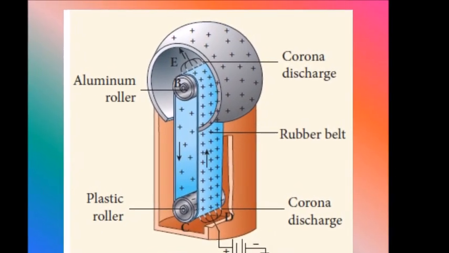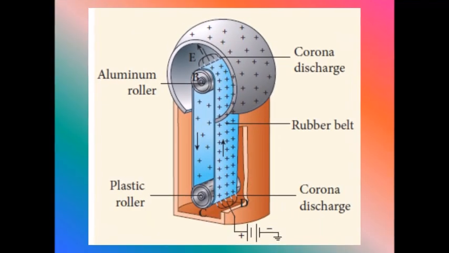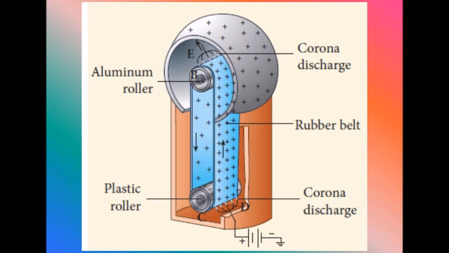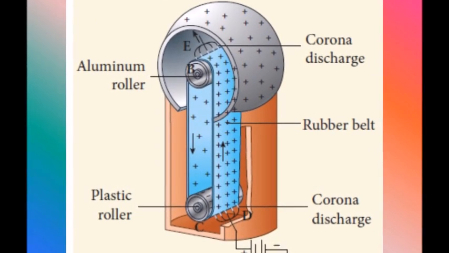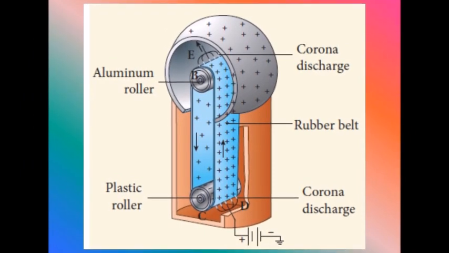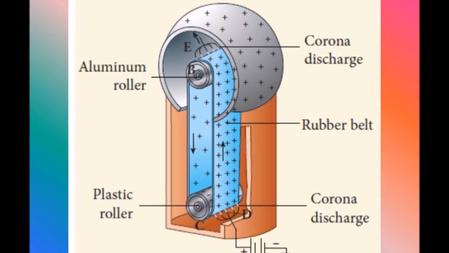The leakage of charges can be reduced by enclosing the machine in a gas-filled steel chamber at a very high pressure. Uses of this apparatus: it is used to accelerate positive ions for nuclear disintegration and other applications.